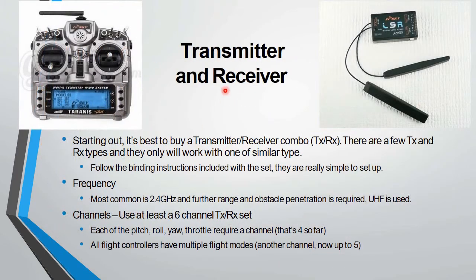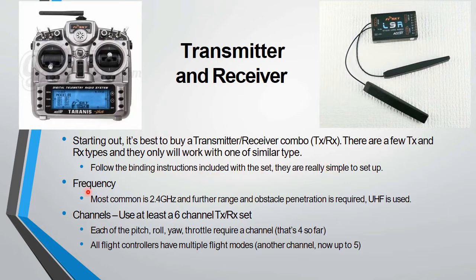And now next is the transmitter and receiver. Of course, if you have a transmitter which is usually with you, you will also have a receiver mounted on the drone. So starting out, it's best to buy a transmitter receiver combo, TX RX. There are a few TX and RX types, and they only will work with one of a similar type. Follow the binding instructions included with the set. They are really simple to set up.